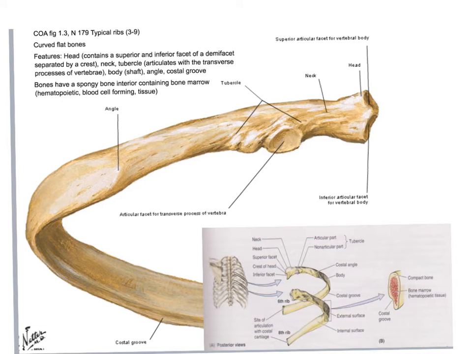You're going to have an angle of the rib, and you're going to have a body, and inferiorly you are able to see the costal groove of the rib. Remember, the costal groove of the rib, in the cadaver or in the living person, is going to contain the vein, the artery, and the nerve that run inferior to the rib from posterior to anterior.